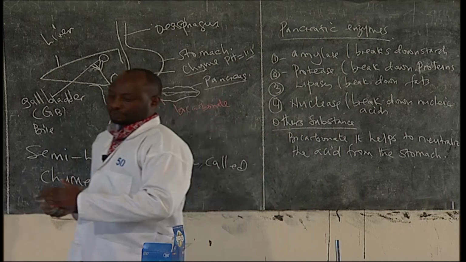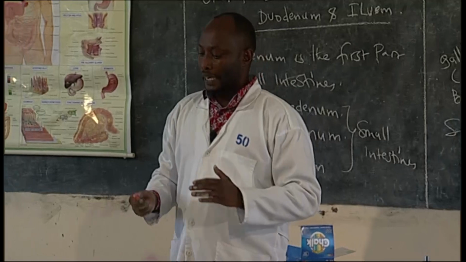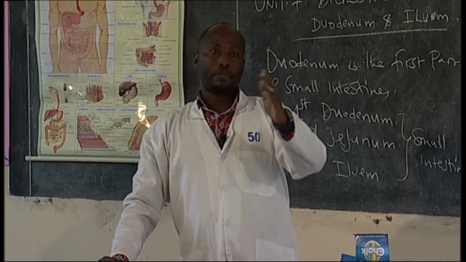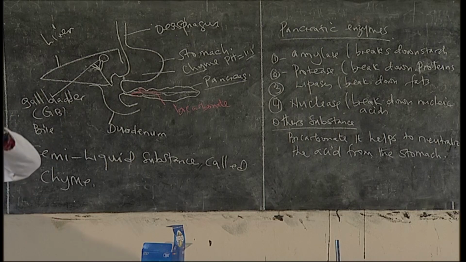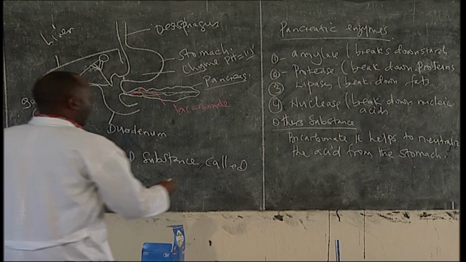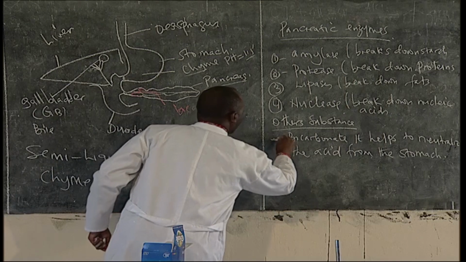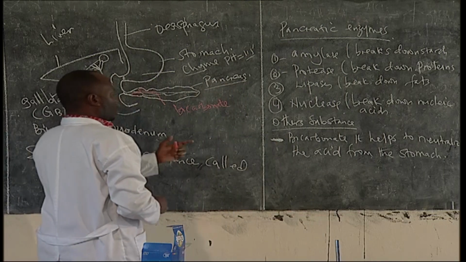The chyme enters into the duodenum with a pH of 1.5, which needs to be neutralized because the environment in the duodenum is an alkaline environment. So it has to be neutralized by the bicarbonate released by the pancreas. I mentioned a number of enzymes, and this bicarbonate is very important in neutralizing the acid from the stomach.